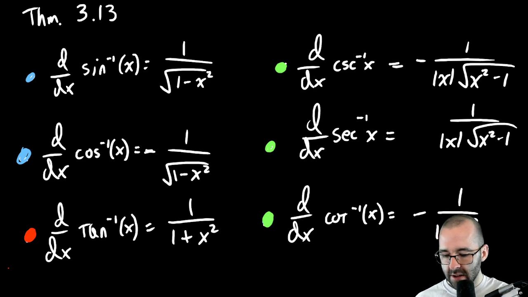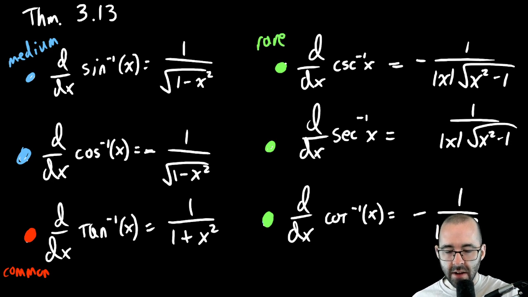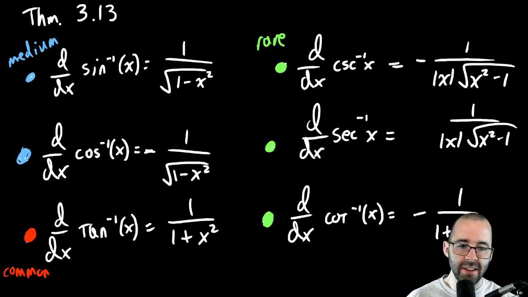All right, so these, again, red is common, blue is medium, and the green are kind of rare to see. There's our shiny formulas for any Pokemon fans out there. Anyway, that's it. We'll do more practice of this in the next video.